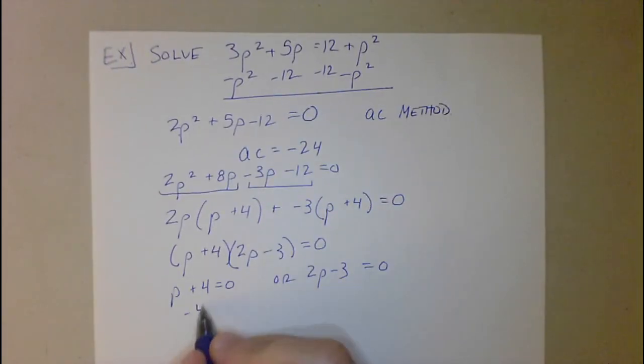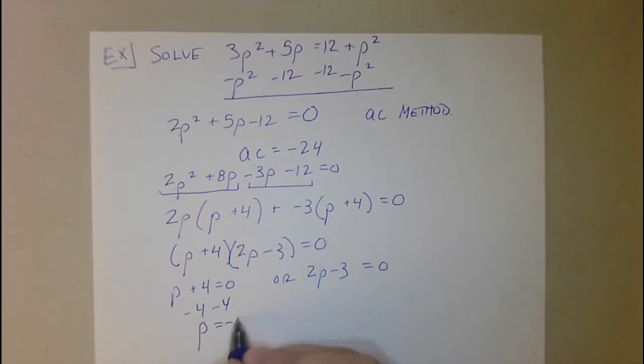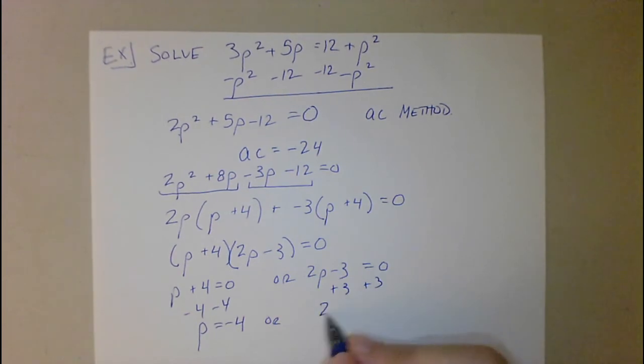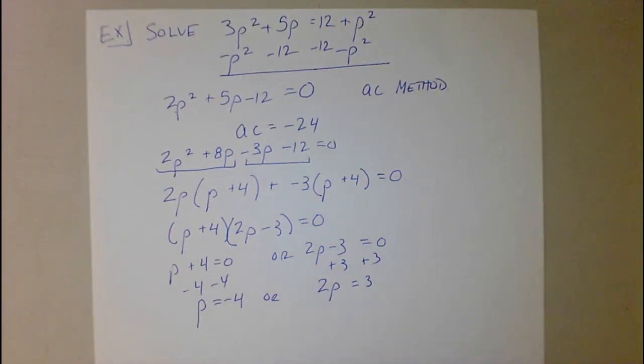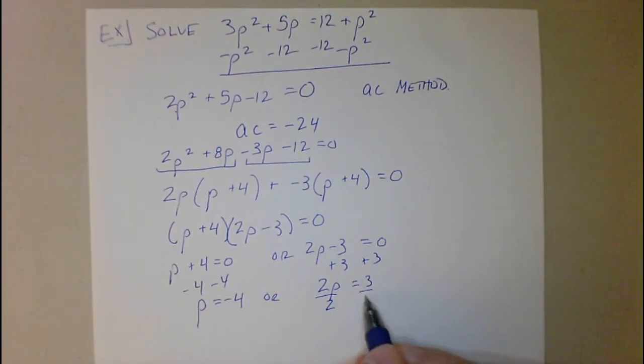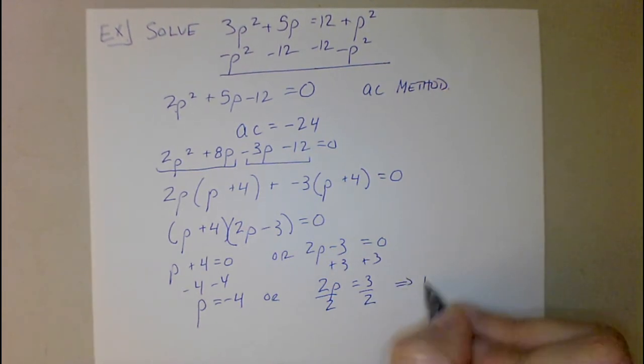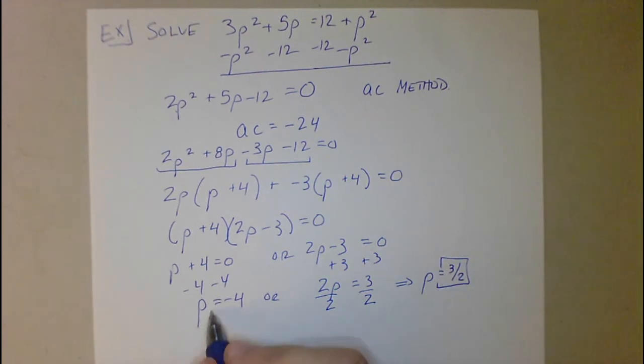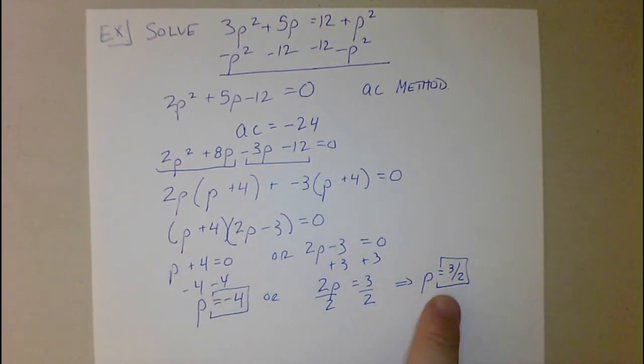Here, subtract 4 from both sides, I get p equal to negative 4. Or if I add 3 to both sides here, I get 2p equal to 3. And to undo this multiplication of 2, I divide both sides by 2, and I get p equal to 3 halves. Nothing says that these have to be integers. We got a rational number here. We got 1.5, or 3 halves, and we got negative 4 for our answers.